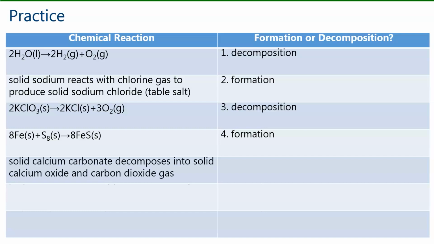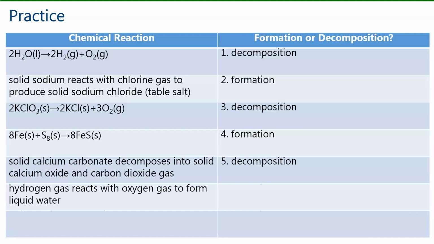In our next example, we have a description of a chemical reaction. It says solid calcium carbonate decomposes into solid calcium oxide and carbon dioxide gas. What type of equation is this, formation or decomposition? This is decomposition, and actually the word decomposes in the sentence is a key giveaway that this is a decomposition reaction. We have a more complex substance, calcium carbonate, breaking down into simpler substances.